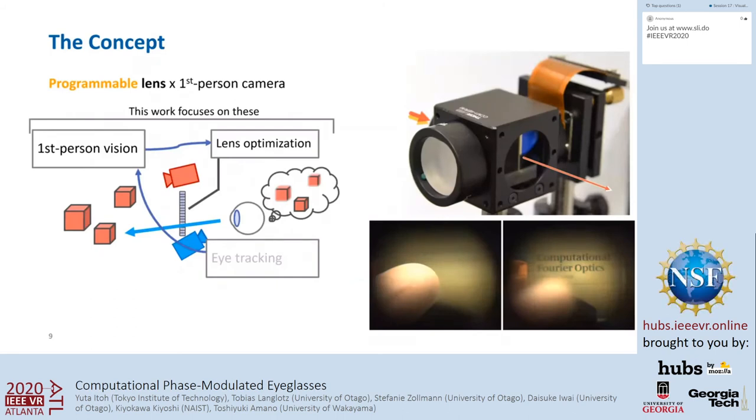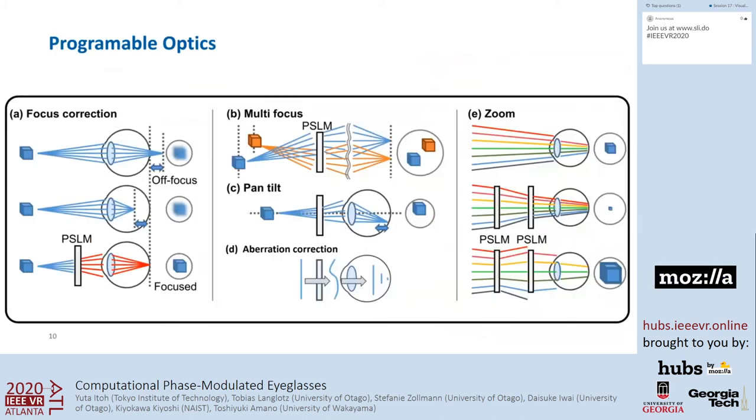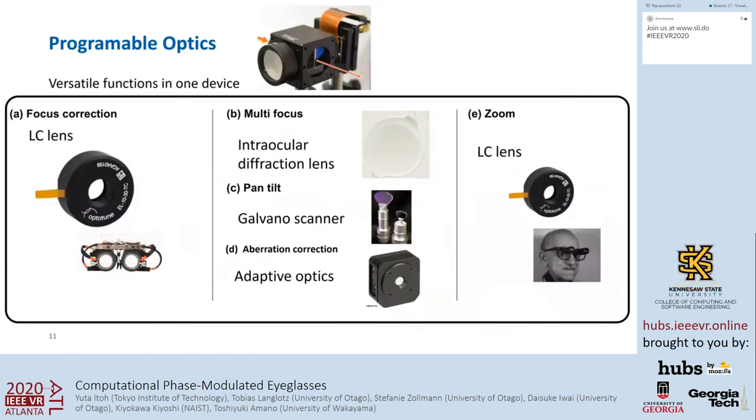These backgrounds bring us to the concept. We want to present a programmable lens combined with a first-person camera. This way we can dynamically tune the parameters of the eyeglasses based on the scene that the user is looking at. There are actually many programmable optics. Let's say we want several basic functionalities like focus correction, multifocus functionalities, pan and tilt, or more sophisticated ones like aberration correction, and zooming or macro pictures. All these things you can implement with a liquid crystal lens, for focus correction or for zooming.